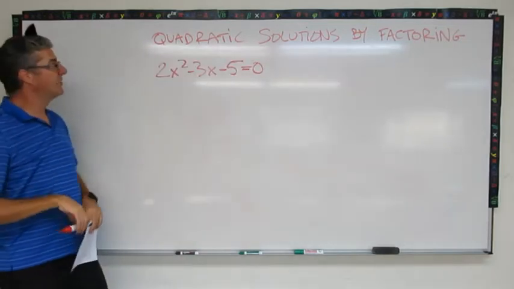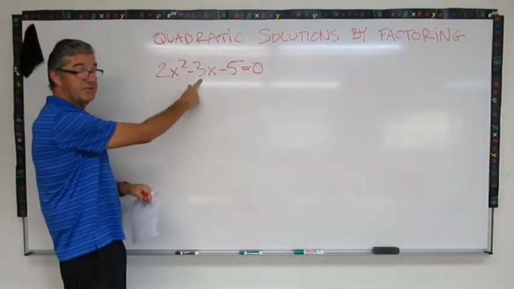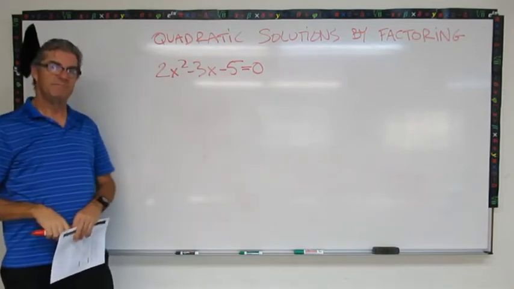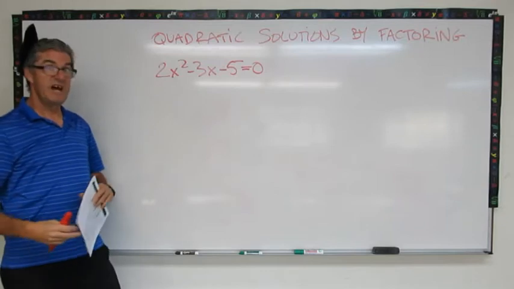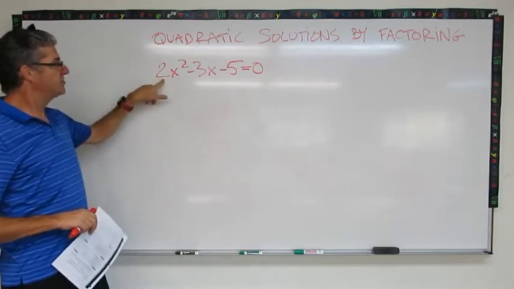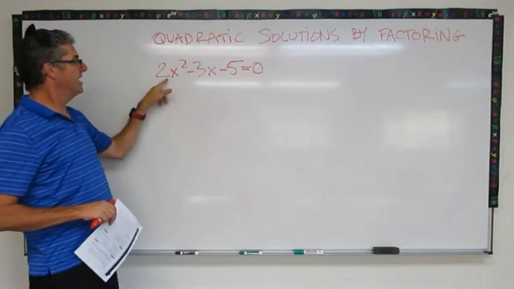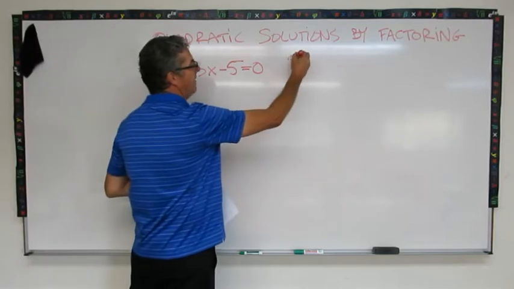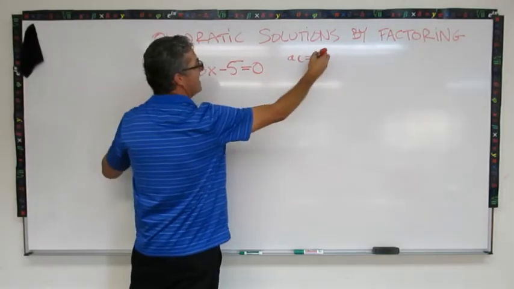Okay, here's one for you to try. 2x squared minus 3x minus 5 equals 0. Pause the video, give it a shot. Okay, let's see how you did. Again, a split the middle term. We have a coefficient on the x squared term, and we can't factor that out of the other two, so we're stuck with it. Our AC equals minus 10.